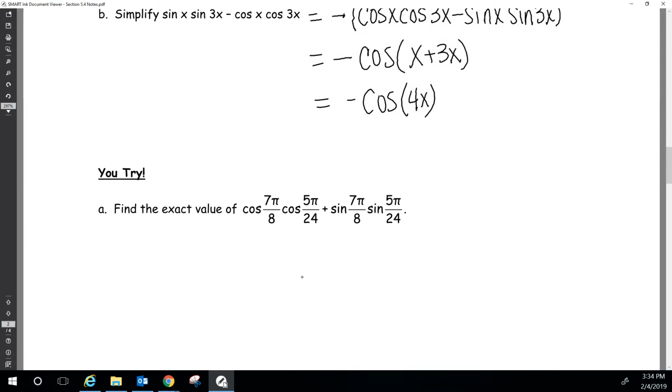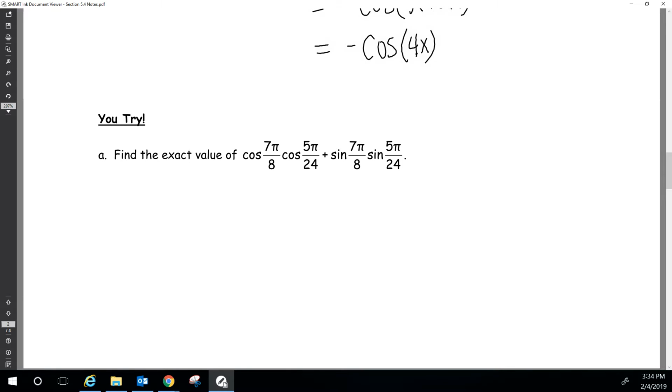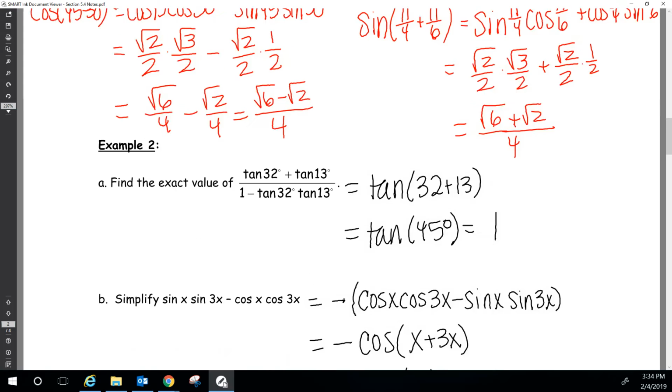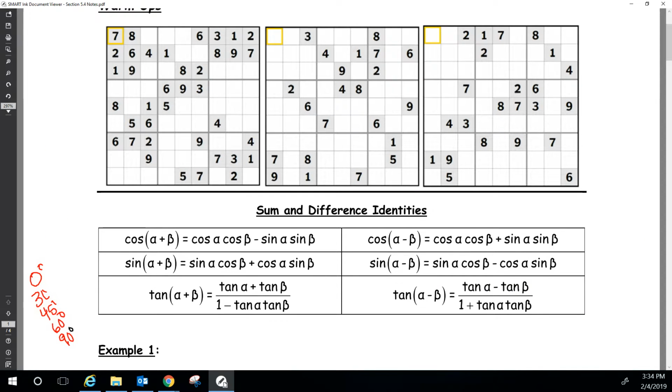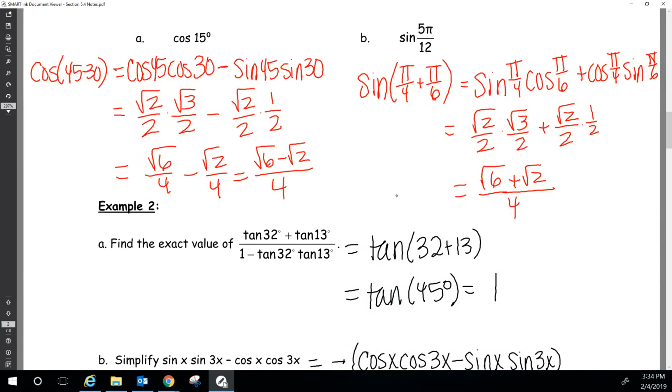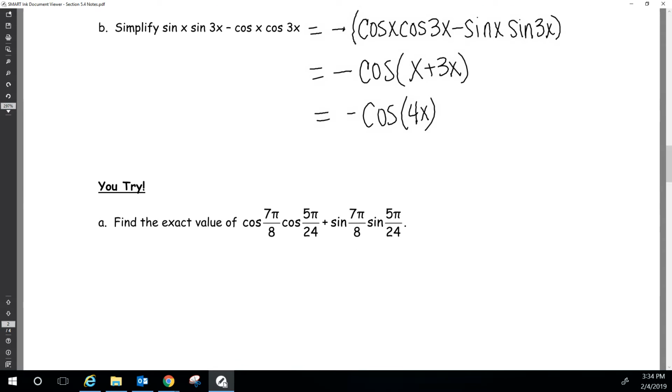Looking at the Try It, we've got cosine plus sine. Going back up to our table up here. Cosine plus, cosine plus sine. So this is cosine of the first angle minus the second angle. Coming back down here, we want cosine the first angle minus the second angle.